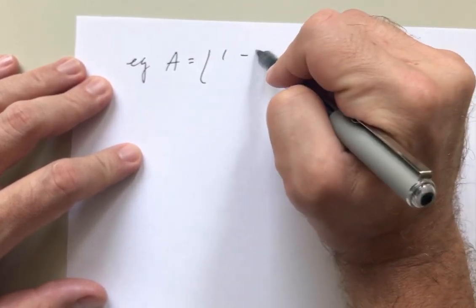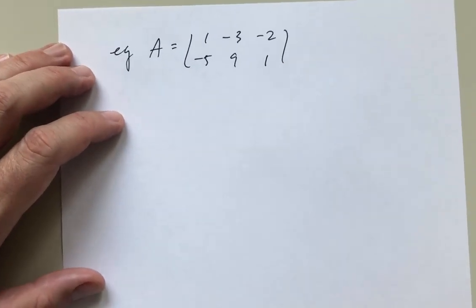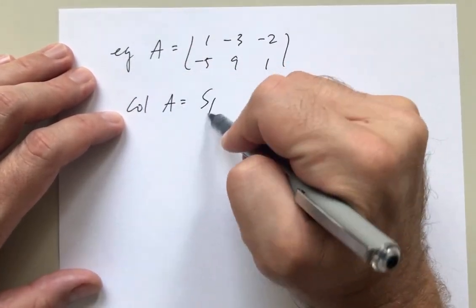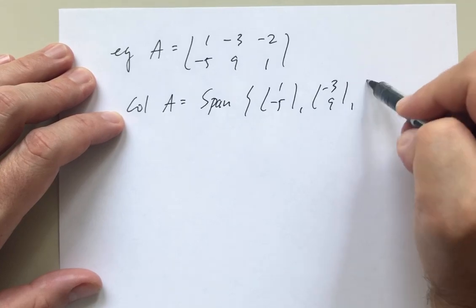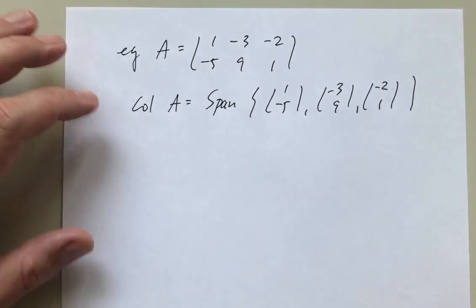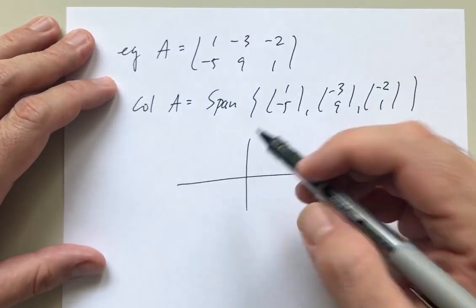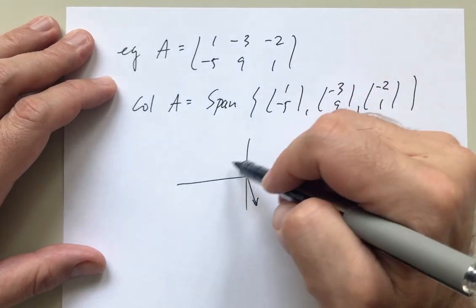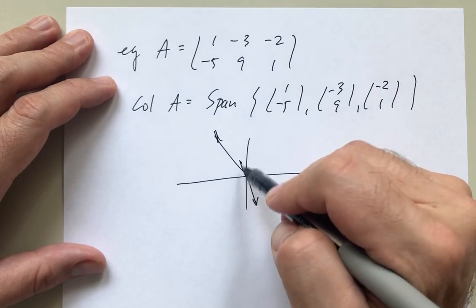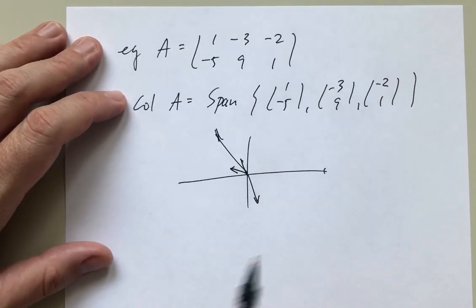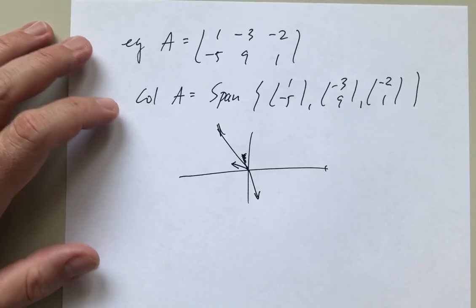So if A was this matrix that we've been working with, then by definition the column space of A is the span of the columns: 1, minus 5; minus 3, 9; and minus 2, 1. You can actually draw this. The span is all linear combinations of, let's say, 1, minus 5, which is like that; minus 3, 9, which is kind of like that; and minus 2, 1, which is maybe over here. So you have three vectors in the plane. The span is the column space.